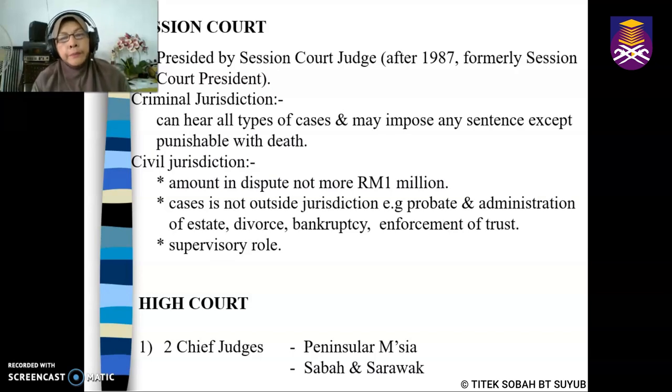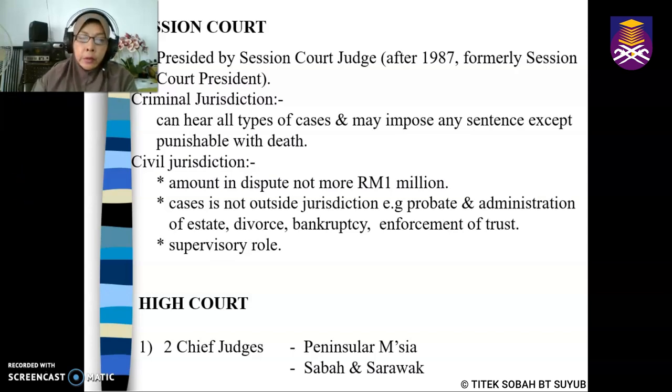For civil jurisdiction, the Session Court can hear cases up to 1 million ringgit. If the dispute is not more than 1 million ringgit, it can be heard here at the Session Court. So what are those civil cases whereby the Session Court is not allowed to hear? Examples are probate and administration of estate, tuntutan pusaka, and divorce matters. This is for non-Muslims. Also bankruptcy matters and enforcement of trust. So these types of cases need to be heard by the High Court. And this Session Court also plays a supervisory role. They supervise all the other lower courts.